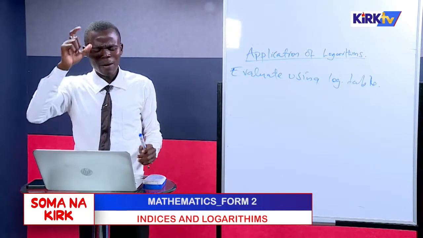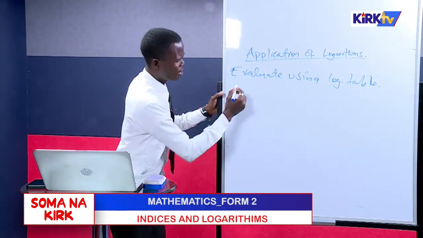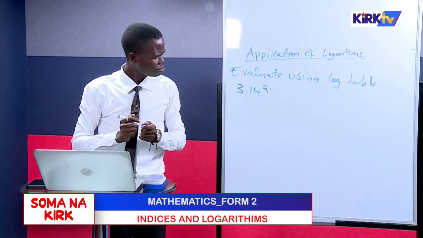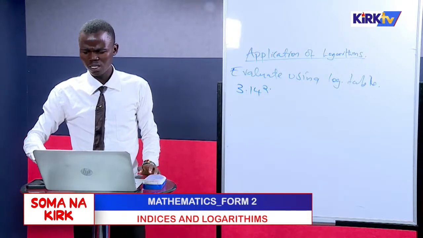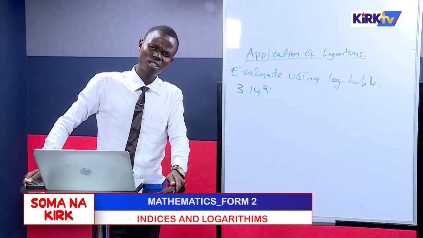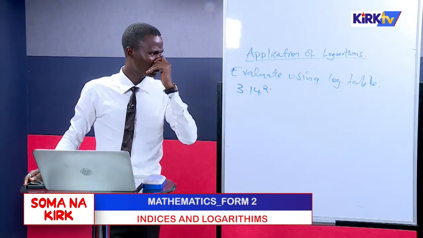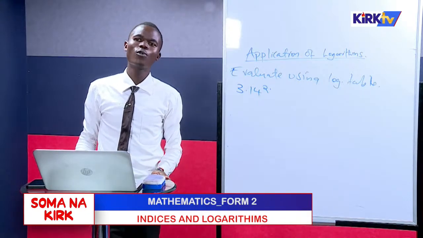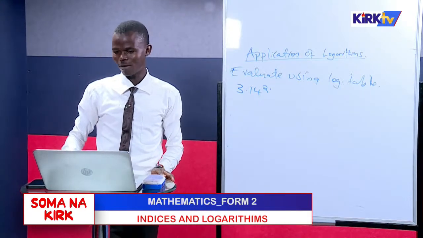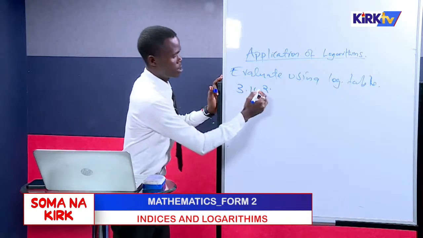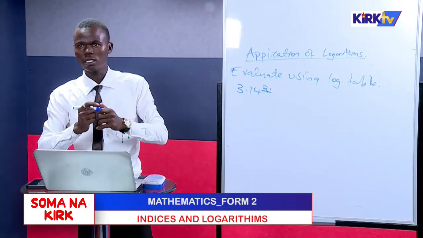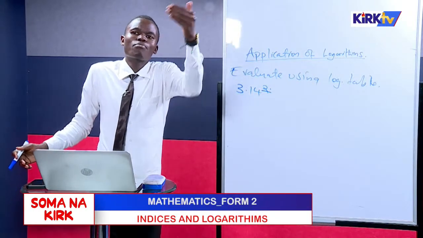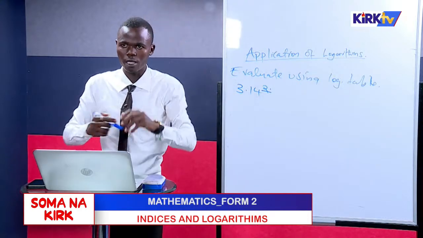We will be given something in an exam which will be like 3.142 squared. Then you are told to find the value of this using logarithm. What will I do? Simple, relax. I am here for you. The first thing is, this is power. Squared is like power. So the moment you see the power, we will just multiply by that value, which is on top there.